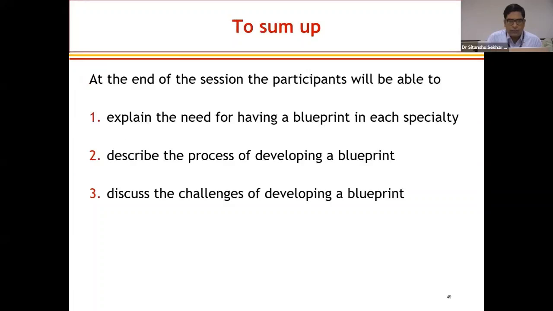I think to sum up, these are the topics that we discussed. Explain the need of having a blueprint, the process of developing a blueprint. There are some challenges of developing a blueprint, but ultimately we should give a thumbs up for developing a blueprint on our specialty. If you do it, it's a very rewarding exercise, and I have enjoyed developing a blueprint for the Department of Community Medicine, and it's a really nice and satisfying experience.